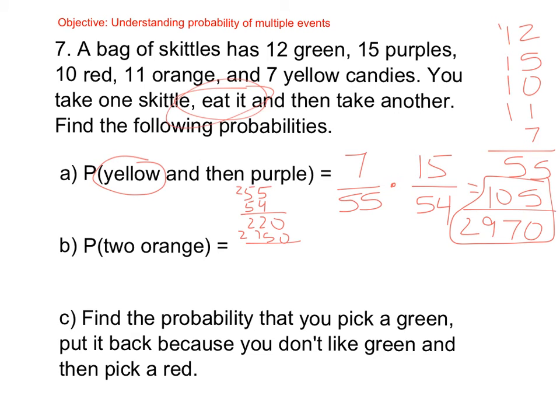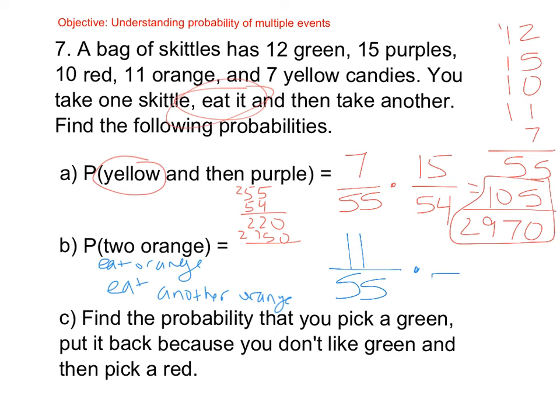All right, so now this next one. This one is I eat an orange, right? Eat orange, and then eat another orange. This one is similar to part A. So I have 55. How many orange are there? There are 11 orange. And then times, now how many candies are left? I just ate an orange, so we're down to 54. But now how many oranges are there? I just ate one, so now there are 10 oranges left. These are a little more complicated. So 110 over 2970.